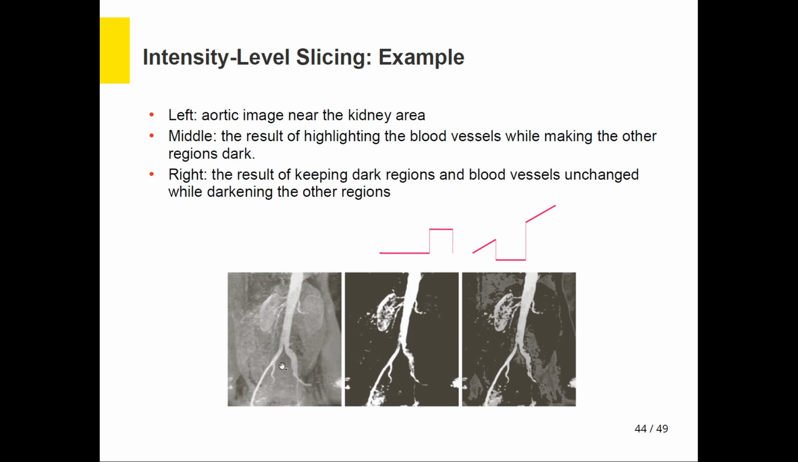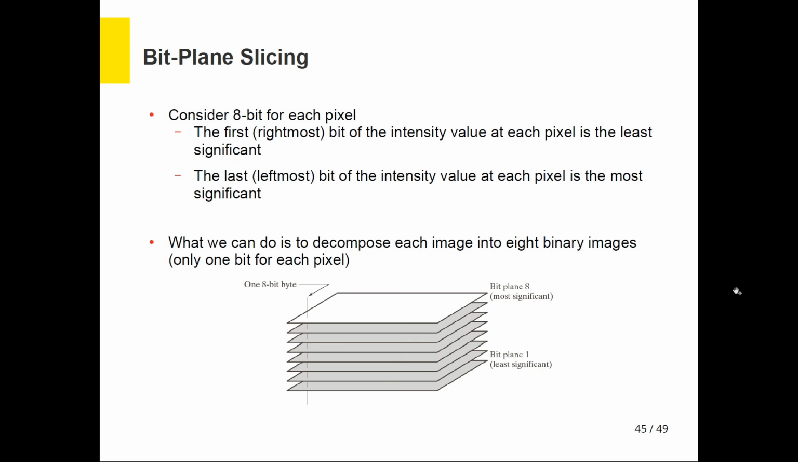On the left we have an aortic image near the kidney area. In the middle, we wanted to have the result of highlighting the blood vessel while making the other regions dark. So this is a type of intensity level slicing function that we use. And in the third one, this is the result of keeping dark regions and blood vessels unchanged while darkening the other regions. Of course, there is no final answer, and it all depends on the type of application that you want to use it in.